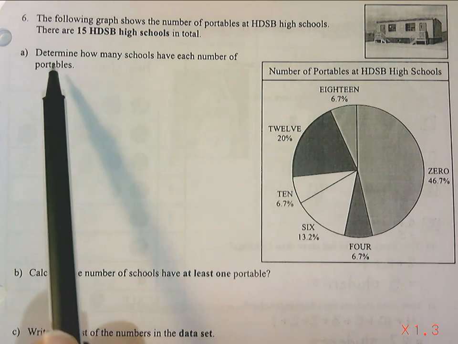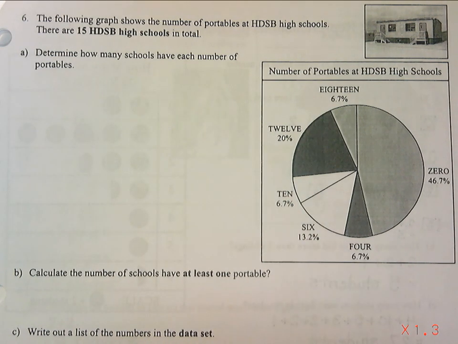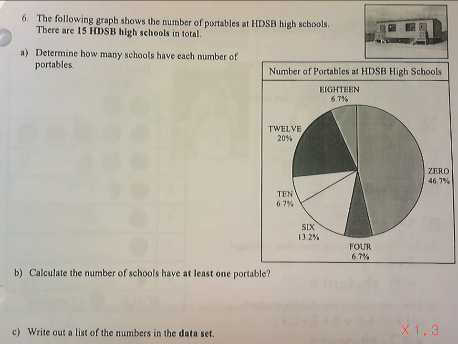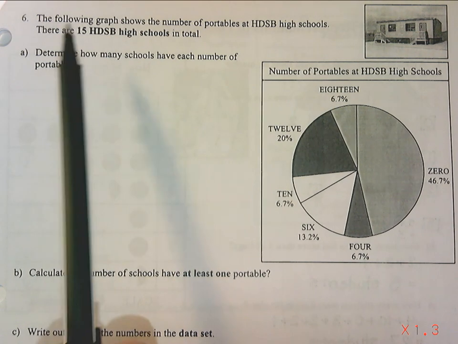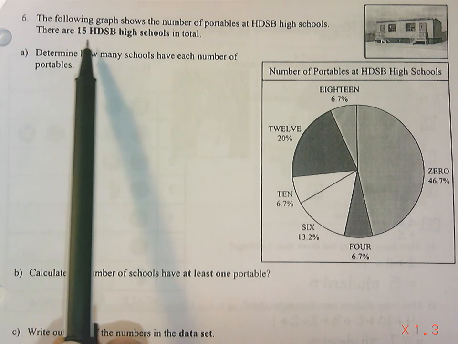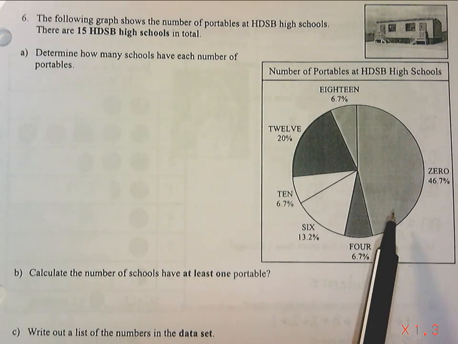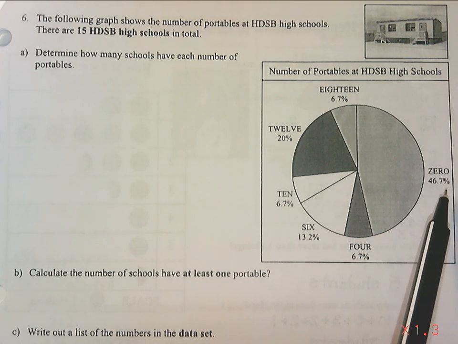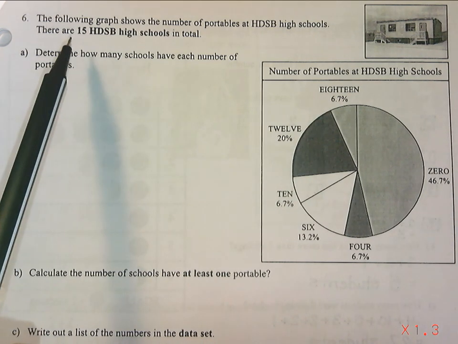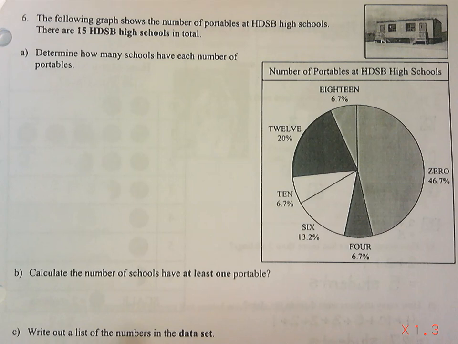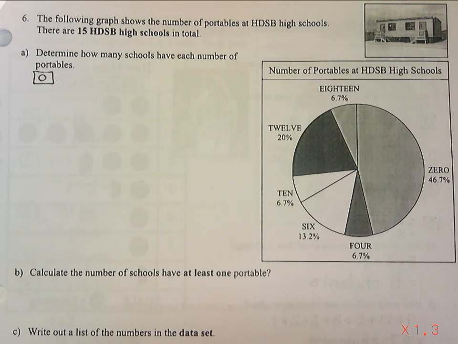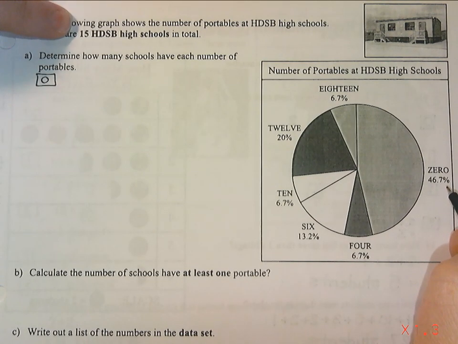Okay, so it wants to know how many schools have each number of portables. So we want to know how many have 0, how many have 4, how many have 6. And I have a percent value here, but I want to know actually how many schools there are. So they did tell me in the question that there are 15 high schools in Halton. So here when it says that the schools with 0 portables, there were 46.7%. That means 46.7% of those 15 schools. So we're going to start by finding how many had 0 portables by finding 46.7% of 15.